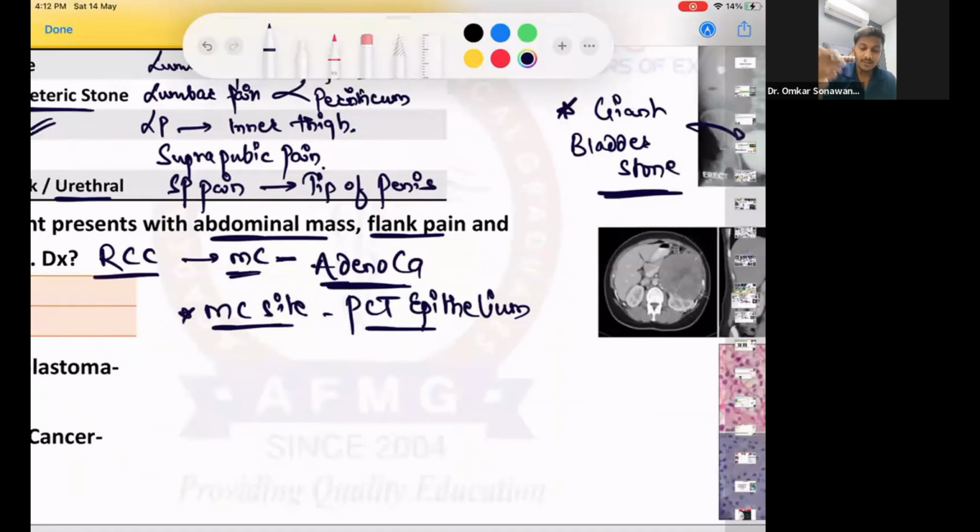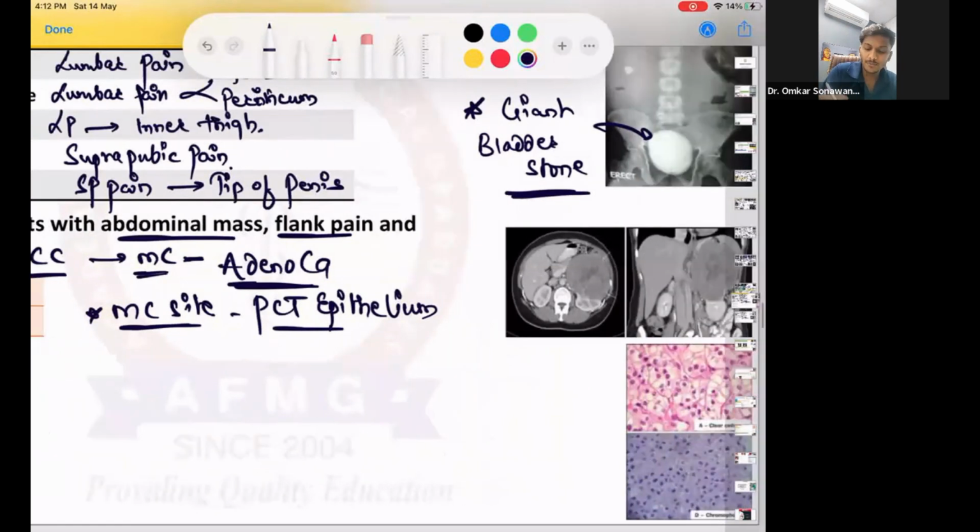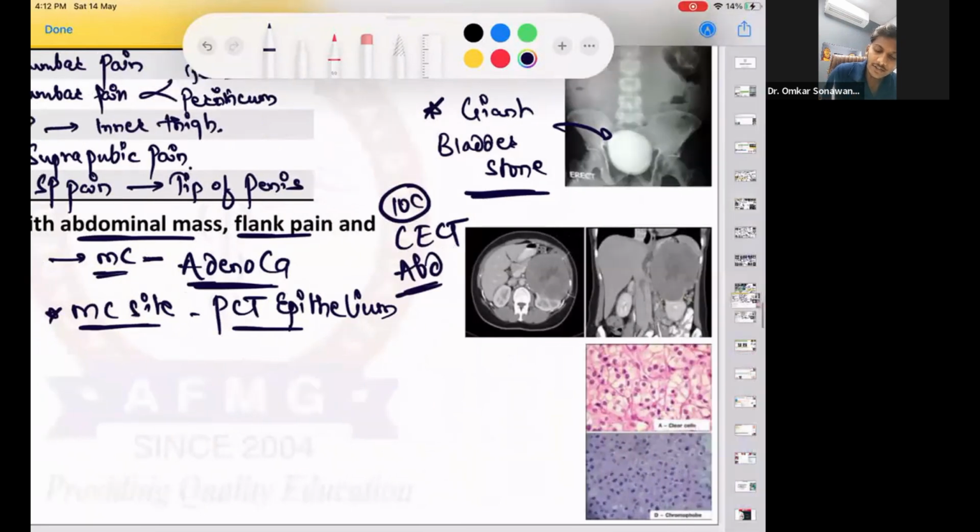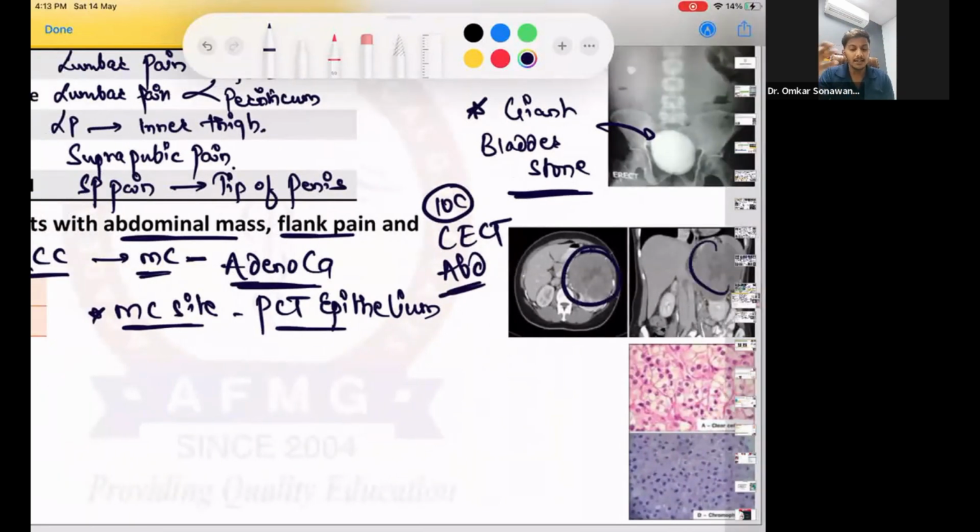Next, here the investigation of choice is the CECT abdomen. On this investigation, CECT abdomen, you can see a giant mass in the kidney.